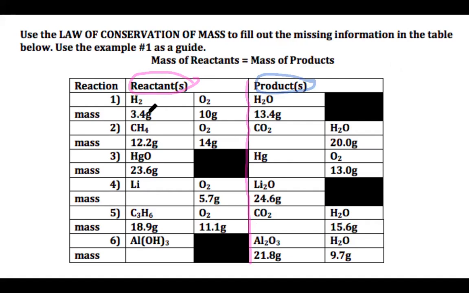Hydrogen 3.4 grams, oxygen 10 grams. Then you get 13.4 grams. Check. Okay. You will try the second one. And you have CH4 methane, that is 12.2 grams, oxygen 14 grams. So the reactant side together. So you want me to pause the video? You can give me the answer.